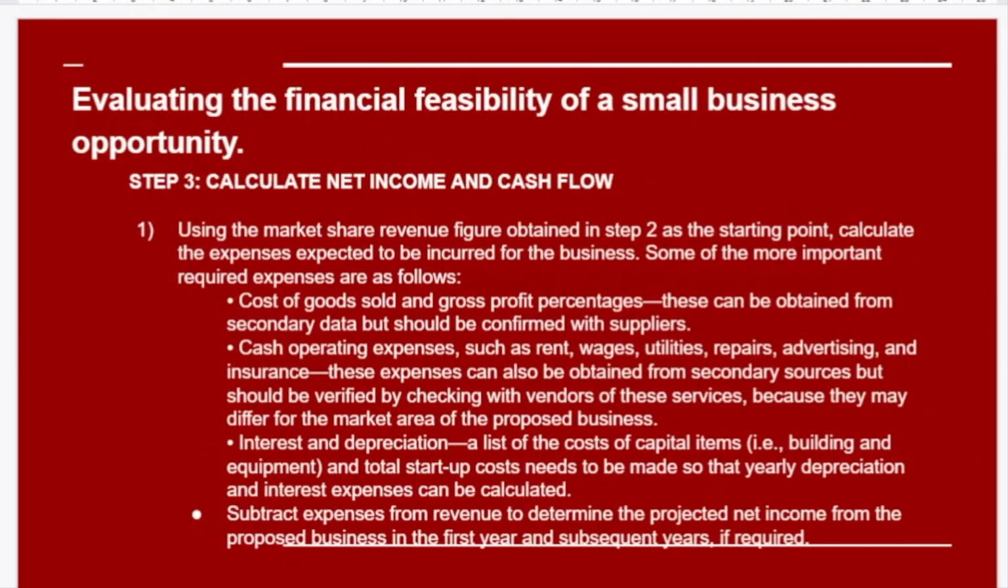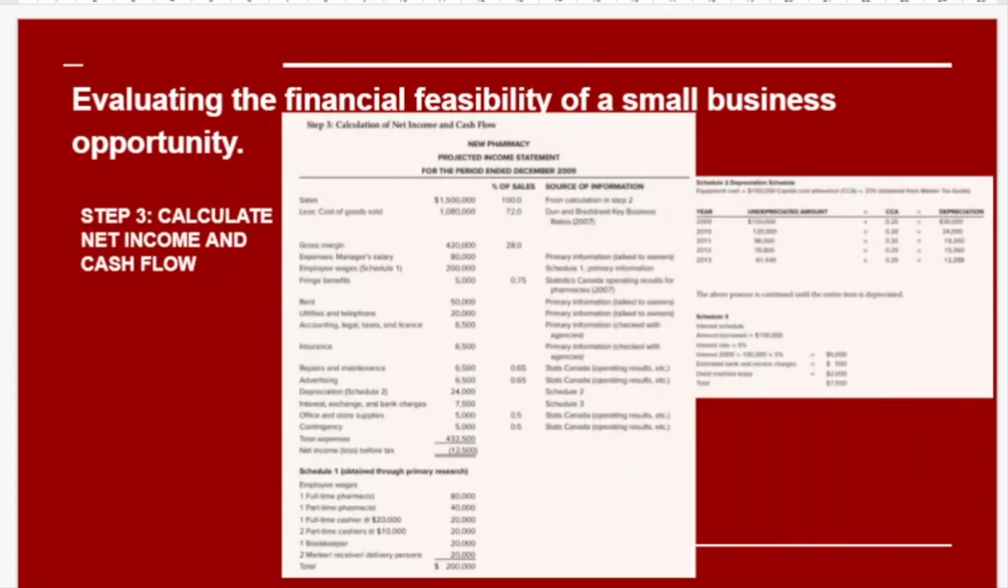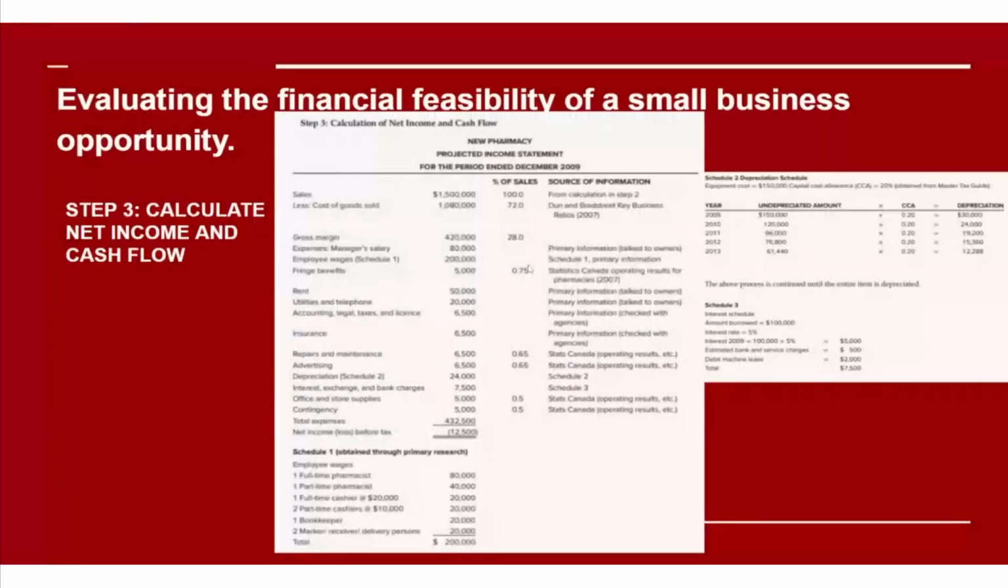What do we do with that? Based on that, we're going to take out our projected income statement. This is where we're looking at income and cash flow, and we ask: how much can we potentially make in this business? So here's an example. We've got New Pharmacy here. The projected sales, based on our analysis of the percentage share of the market, will be $1.5 million.